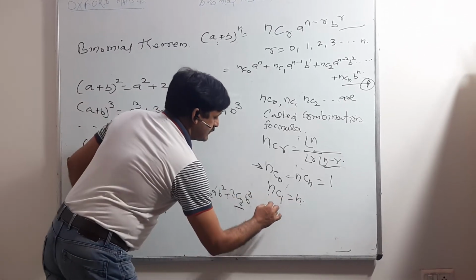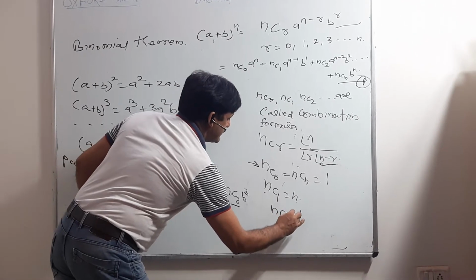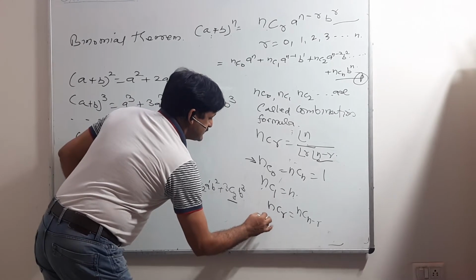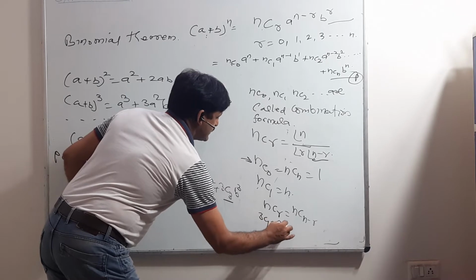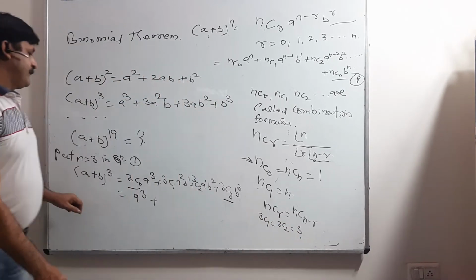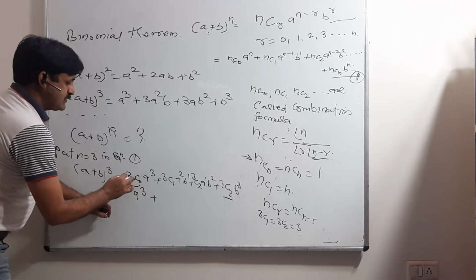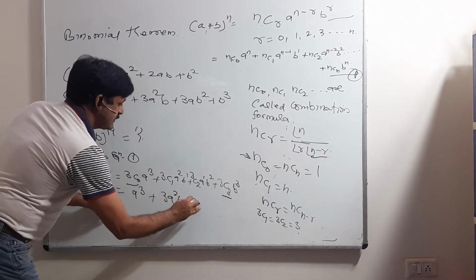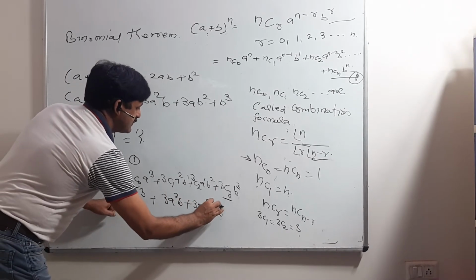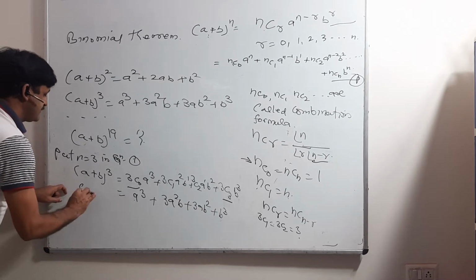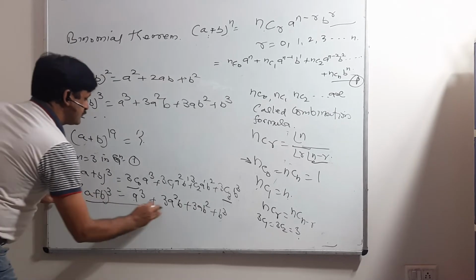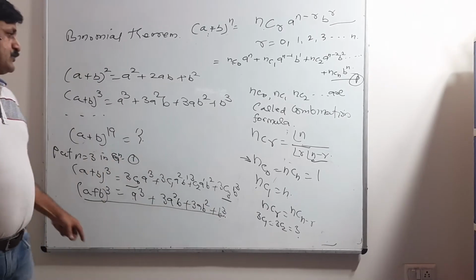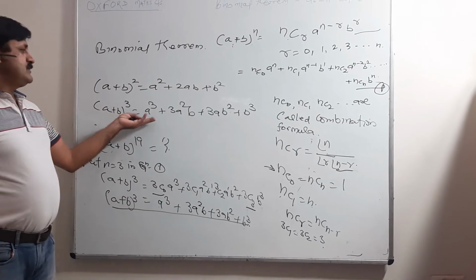And nCr is equal to nC(n minus r), or we say that 3C1 is equal to 3C2, that is equal to 3. So a cube plus 3 a square b plus 3 ab square plus b cube. So (a plus b) whole power cube is equal to a cube plus 3a square b plus 3ab square plus b cube. This is the expansion of (a plus b) cube.